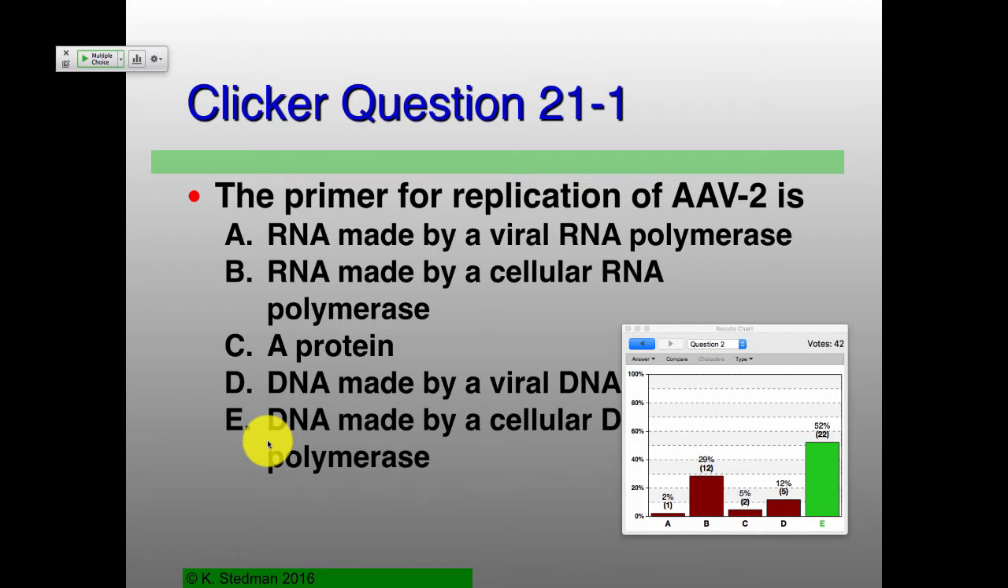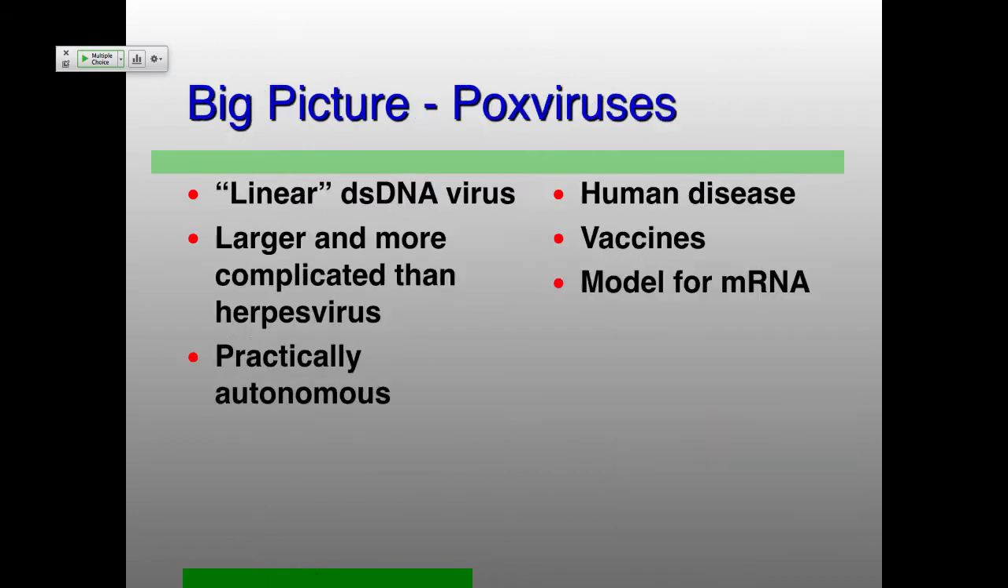Okay, let's hide these. So now, completely opposite end of the spectrum, the poxviruses. These are double-stranded DNA viruses, and again, I have to put these in quotes, and linear genomes. As we'll see, these guys also have secondary structures at the ends of their genome, which is also very important for their replication processes. They're larger and more complicated than herpes viruses.